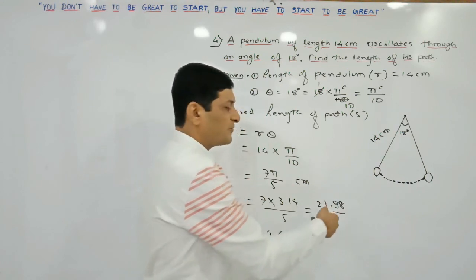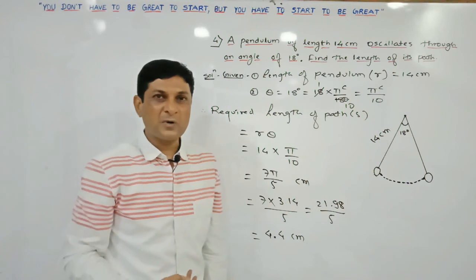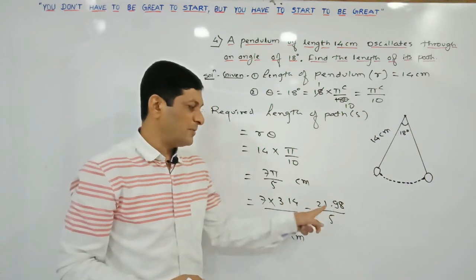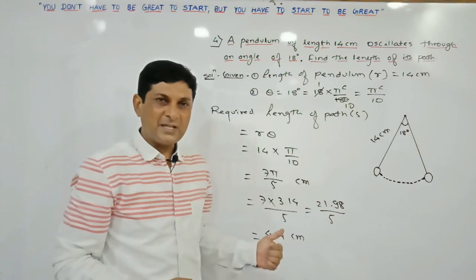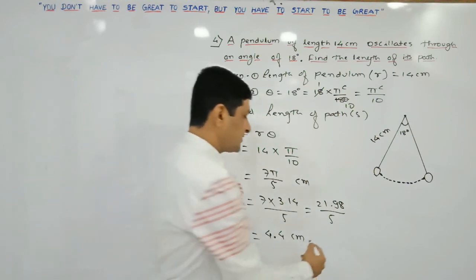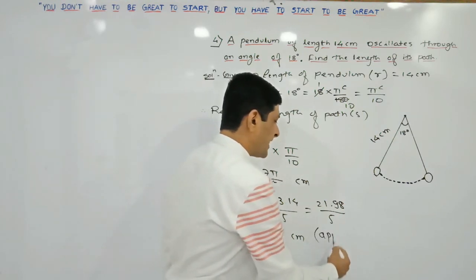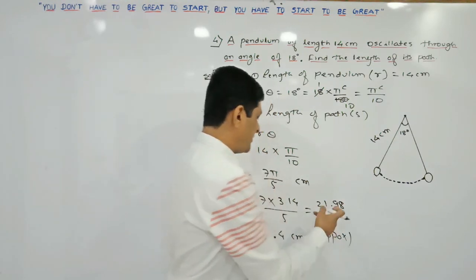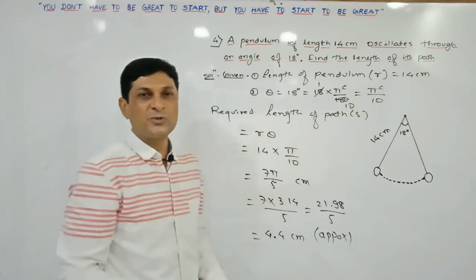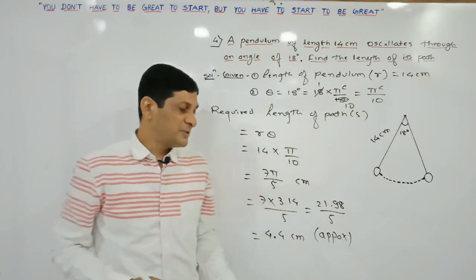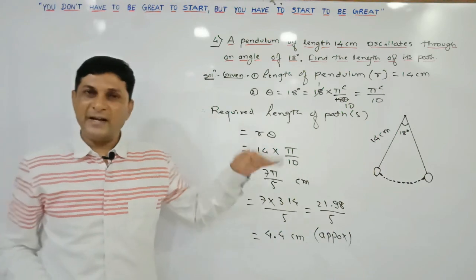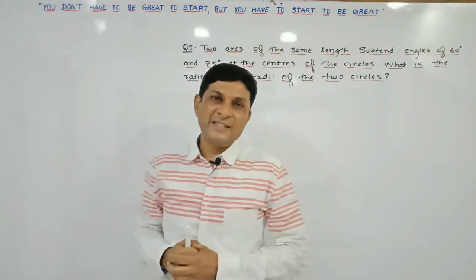So hope all of you, as you are students of class 11 now, are easily able to complete this calculation part, and check that you are getting this value or not. So this is nothing but an approximate value. Approximate value means you are getting values very close to 4.4. In this way we have got the required length of path. Now see example number 5.